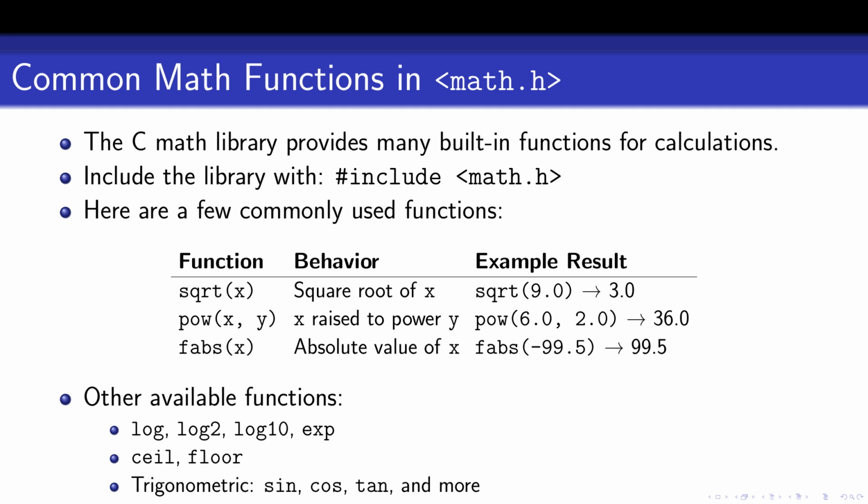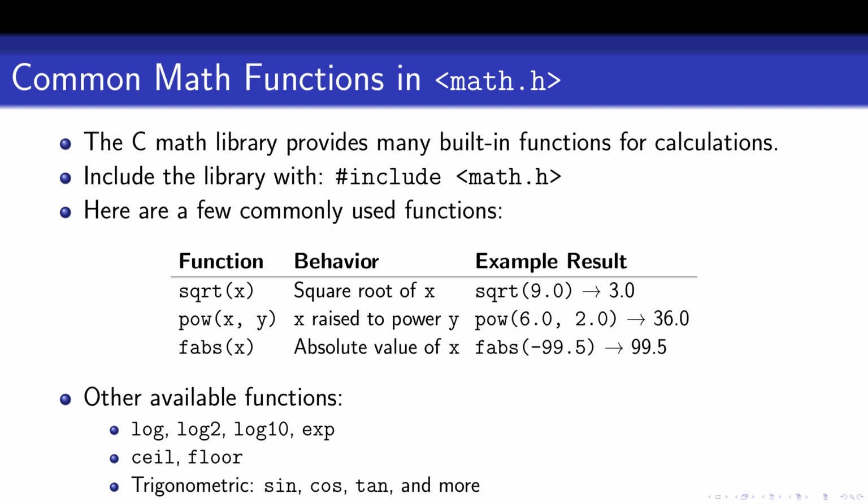Let's take a look at a few of the most common math functions available in C's standard math library. First is sqrt of x, which returns the square root of x. So sqrt of 9.0 returns 3.0. Then there's pow of x, y, which raises x to the power of y. For example, pow of 6.0, 2.0 evaluates to 36.0.